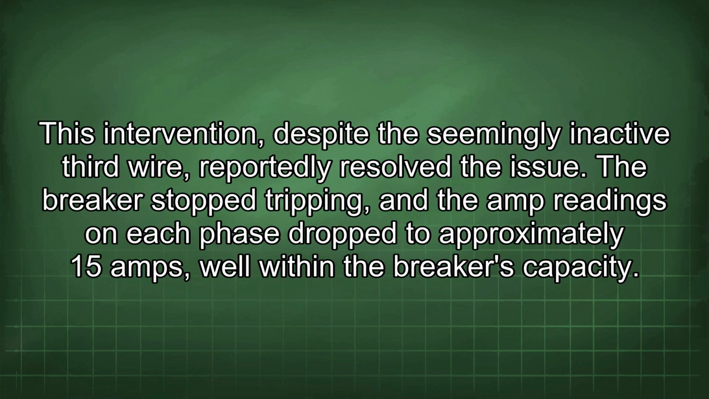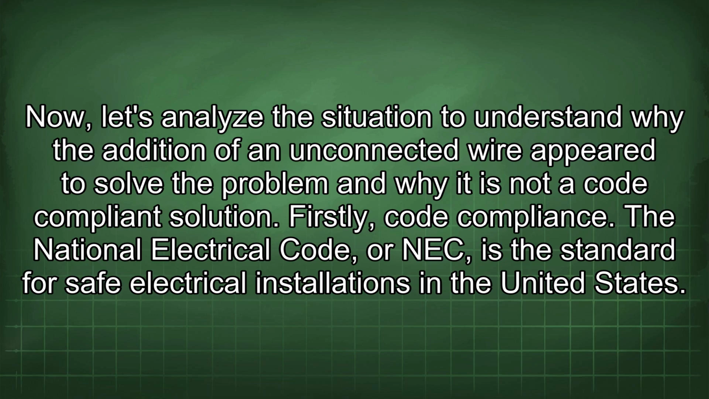This intervention, despite the seemingly inactive third wire, reportedly resolved the issue. The breaker stopped tripping, and the amp readings on each phase dropped to approximately 15 amps, well within the breaker's capacity. Now let's analyze the situation to understand why the addition of an unconnected wire appeared to solve the problem and why it is not a code-compliant solution.